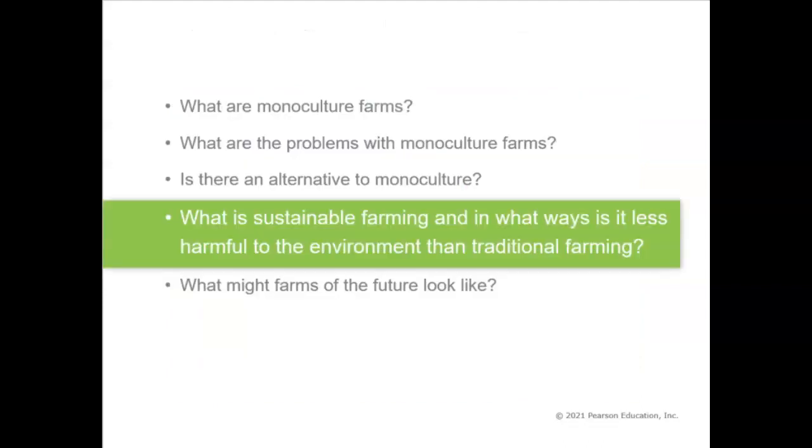The next thing we'll talk about is what is sustainable farming and in what ways is it less harmful to the environment than traditional farming. So sustainable farming is typically a type of polyculture. Not all polycultures are classified as sustainable farming, but typically all sustainable farms do practice polyculture.